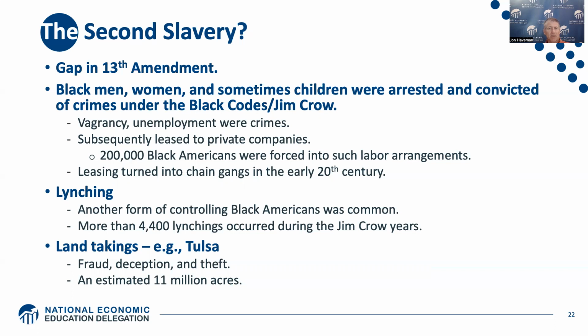And this lynching turned into the prison chain gangs of the early 20th century. Lynching, another way of controlling Black Americans. There were more than 4,400 lynchings that occurred during the Jim Crow years, and land takings, right? It's estimated that during the Jim Crow years, about 11 million acres were taken from Black Americans through fraud, deception, and just outright theft. And not all of that theft was in the South.